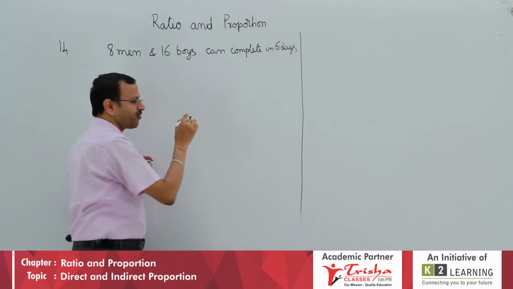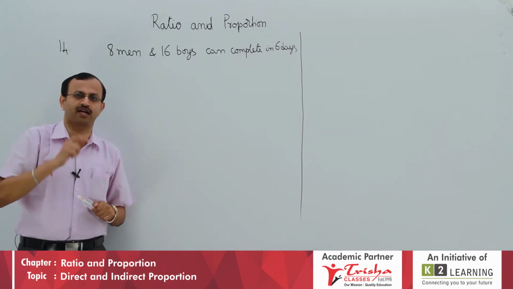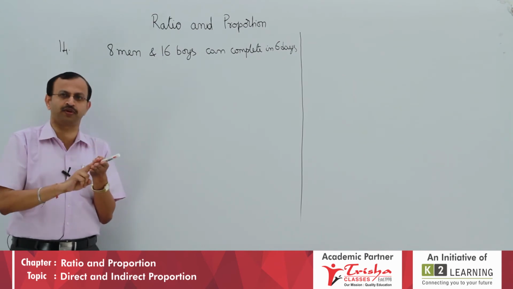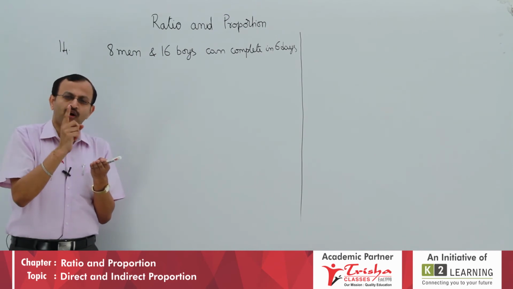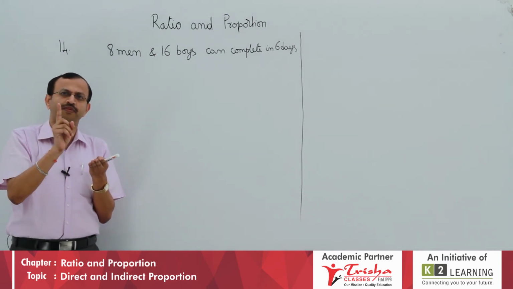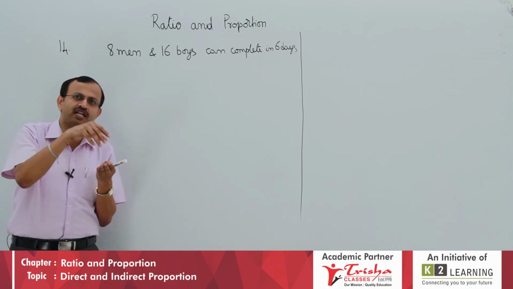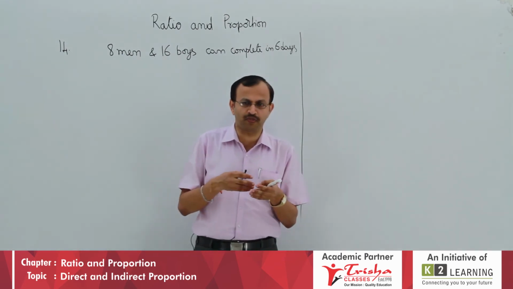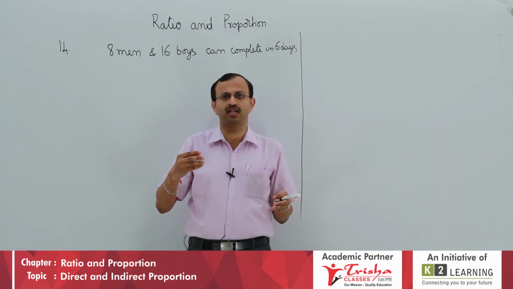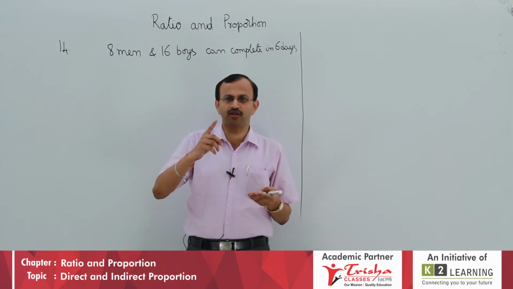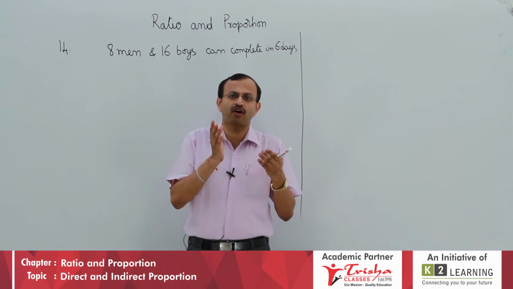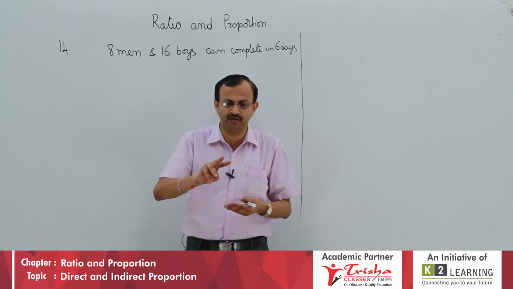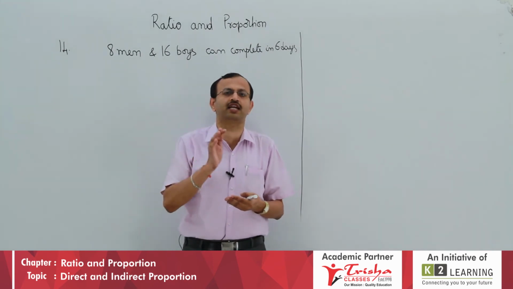Now, what we have to do here is, I will just give you an example. Suppose 2 persons can do a work in 3 days. You want to complete it in just 1 day. Then you have to employ 3 times the number of persons. If 2 persons, then 3 times means 6 persons, and they can complete it in 1 day.